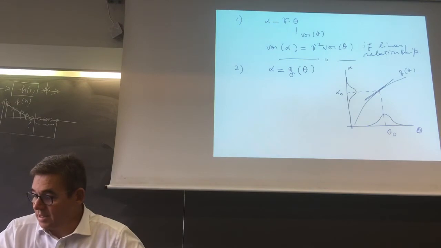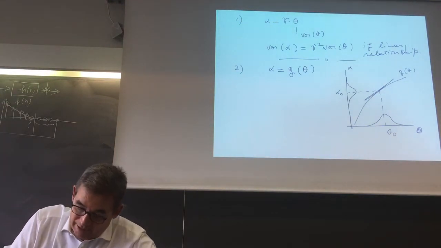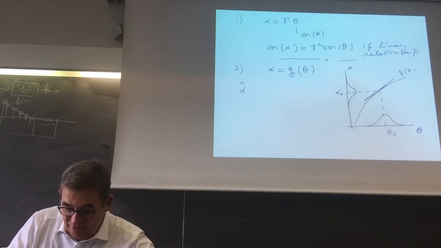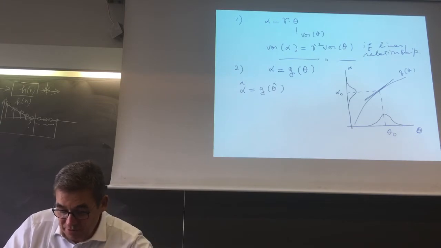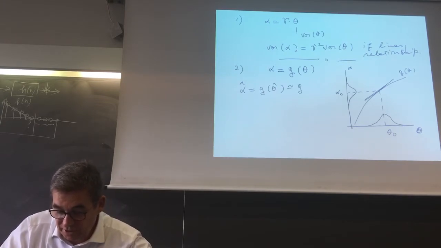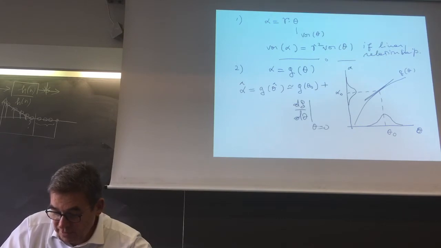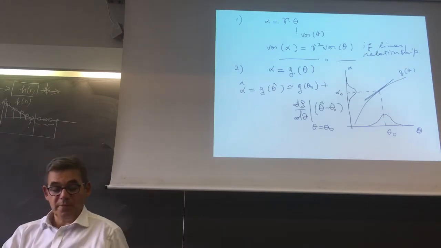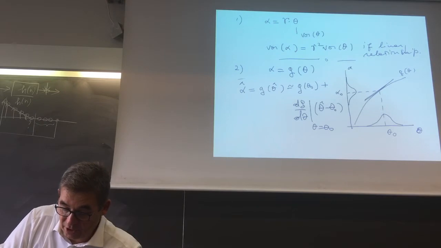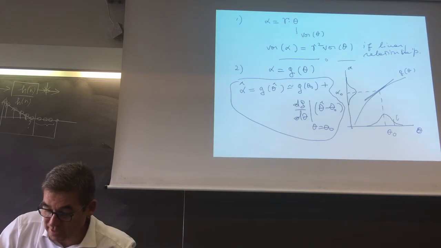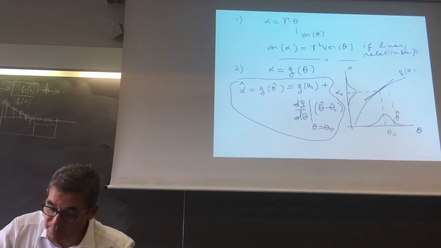In case I have an estimate, my estimate alpha hat n is equal to G of theta hat n. But this can be written approximately as G of theta 0, plus the derivative of the function G with respect to theta computed at theta equal theta 0, times theta hat minus theta 0. So this is the series expansion: take any possible value as theta hat and see where it maps.